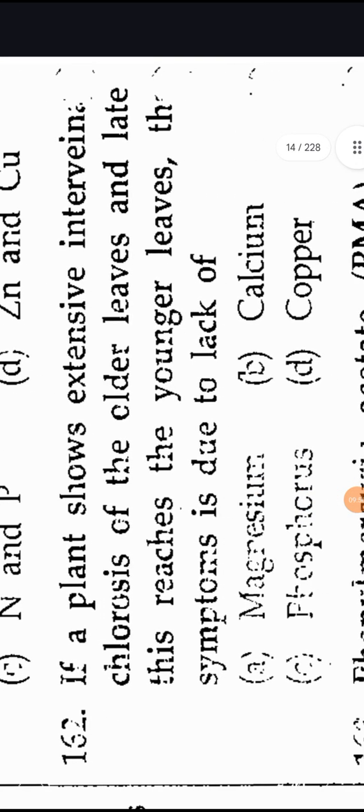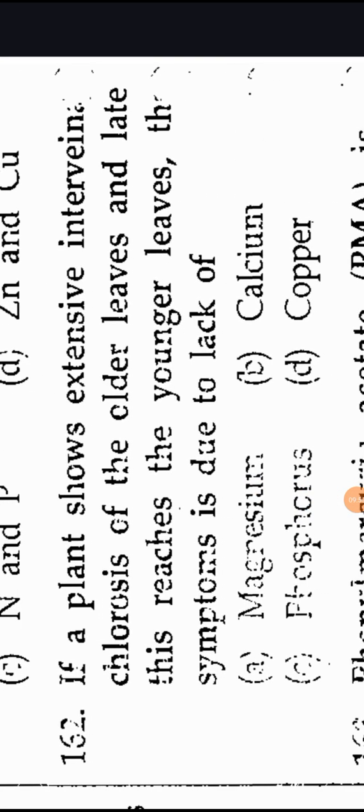If a plant shows extensive interveinal fluorescence on the older leaves and later this reaches the younger leaves, the symptom is due to the lack of magnesium. Phenyl mercuric acetate (PMA) is a chemical used in agricultural crops to reduce transpiration. Water requirement, that is WR, includes the losses due to consumptive use, water required for special operations, and other economically unavoidable losses of water.